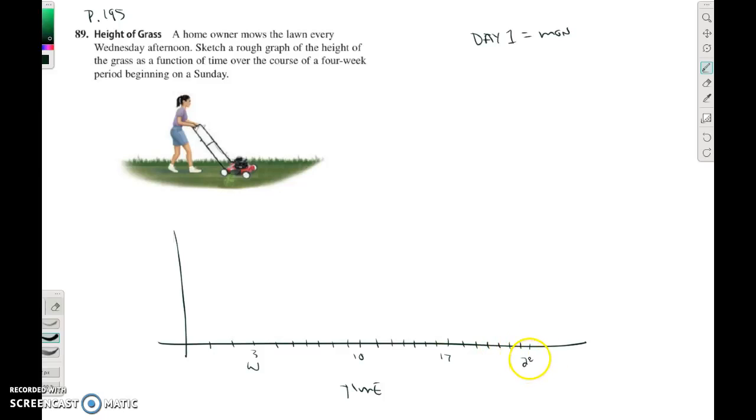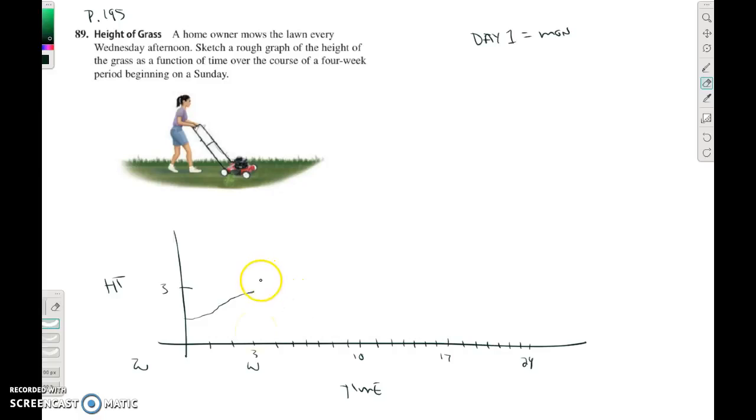And then this is going to be the height of the grass. Let's say it grows to about maybe 3 or 4 inches before we cut it. So what's going to happen is it's going to be growing because I cut it last Wednesday. There's some Wednesday over here where I cut it. And it's going to be growing steadily, right? Until it gets to Wednesday, and then I'm going to mow the grass. And then I'll cut it. So the height is going to drop down.